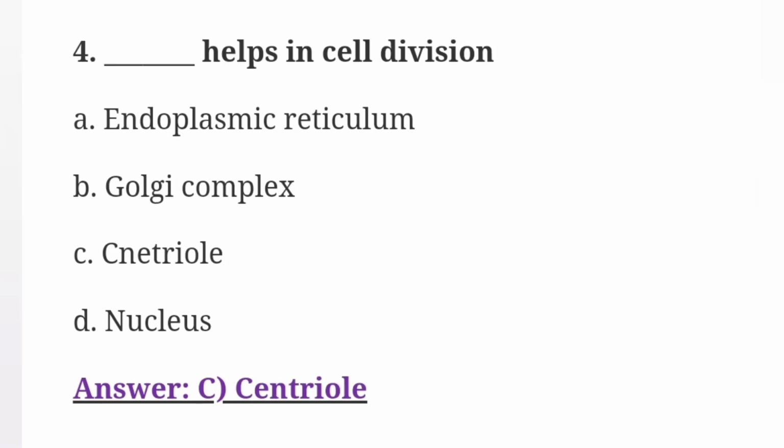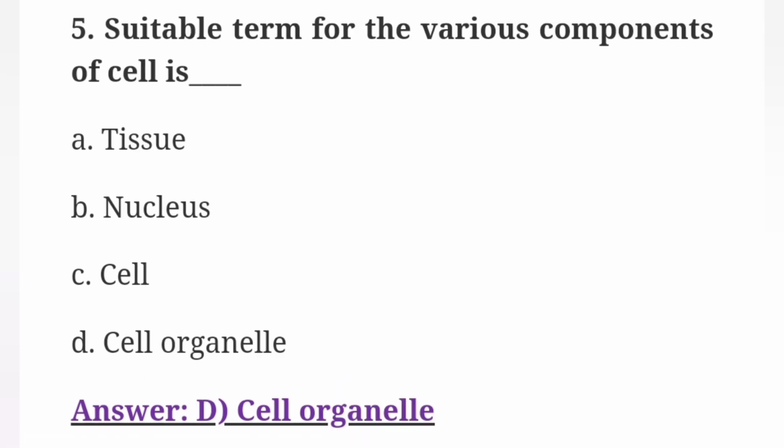Fourth one, dash helps in cell division. Option C, answer centriole. Fifth one, suitable term for the various components of cell is dash. Option D, answer cell organelle.